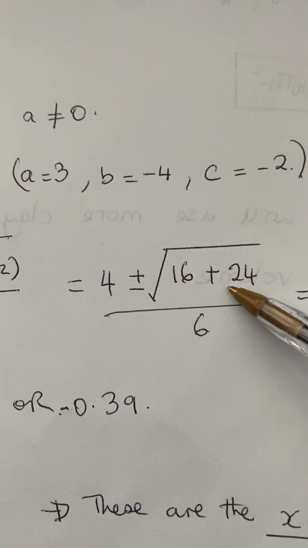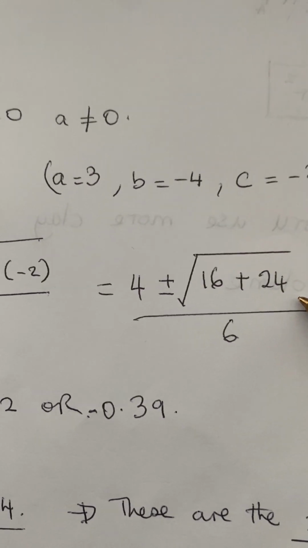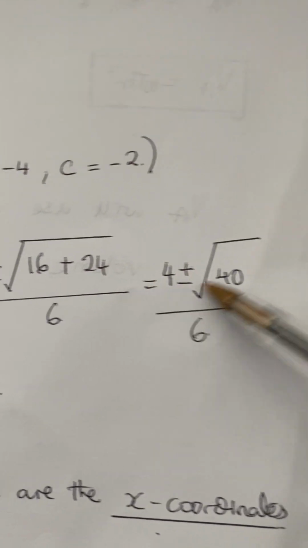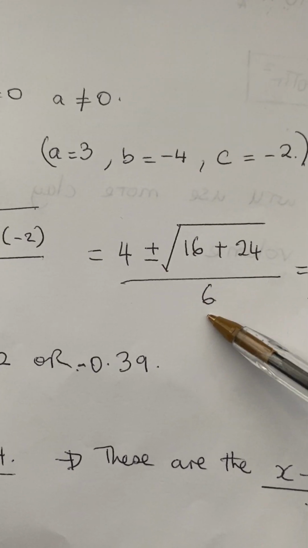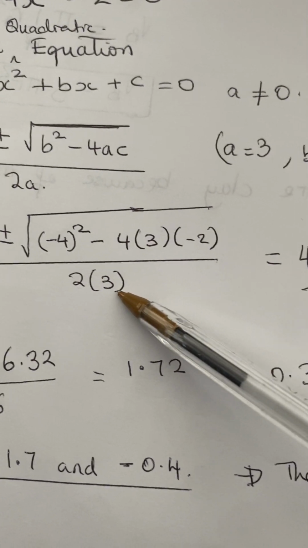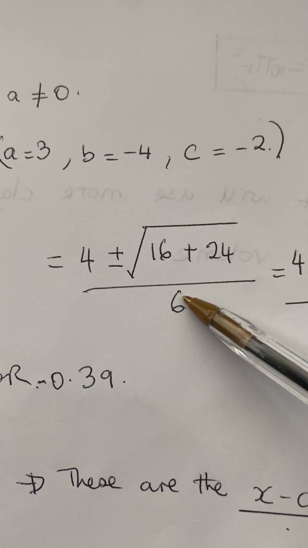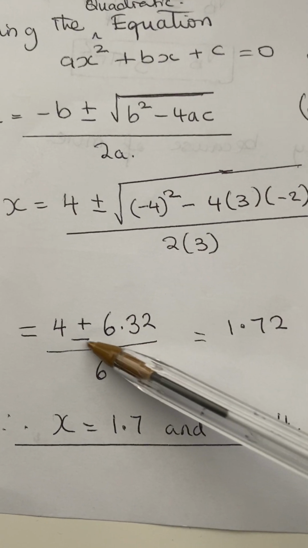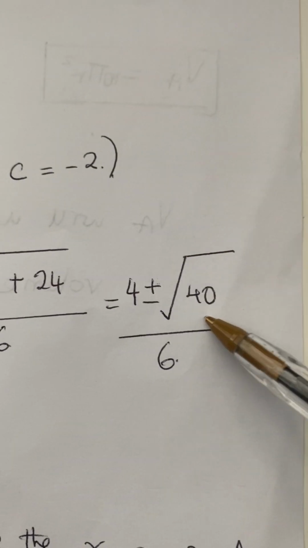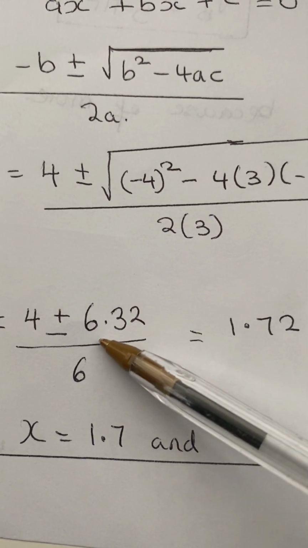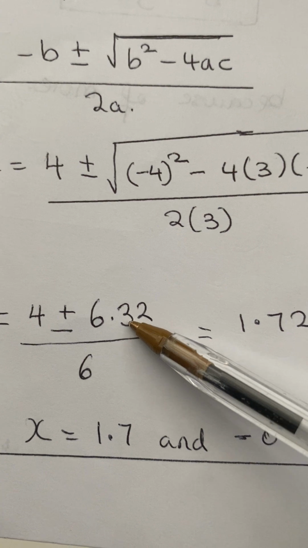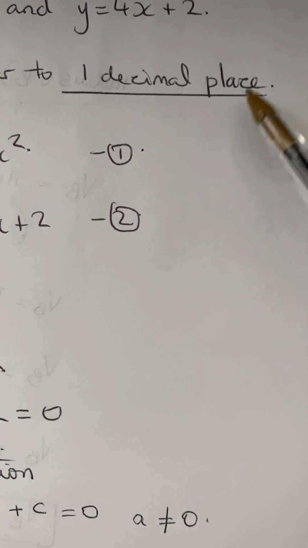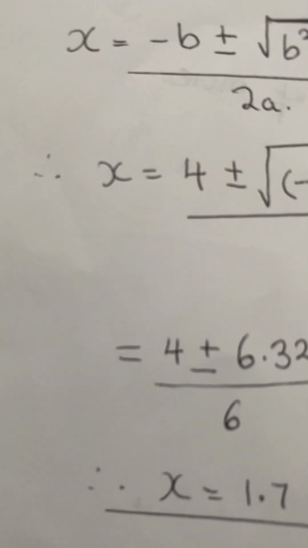So I have 16 plus 24. So now I have 4 plus or minus the square root of 16 plus 24, which gave me 40, all over 2a. 2a is 3, so 6. So that will be 6 here and 6 here. For the square root of 40, to 2 decimal places, it will be 6.32. Remember, they said leave your answer to 1 decimal place. That was what the original question said.